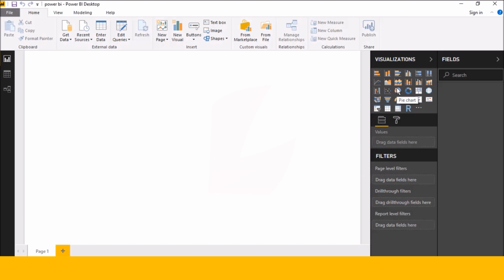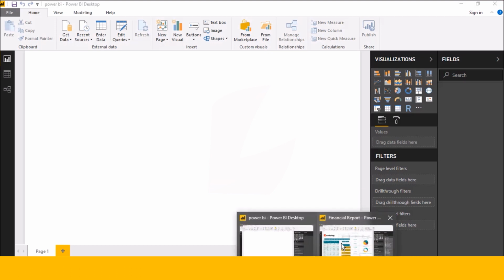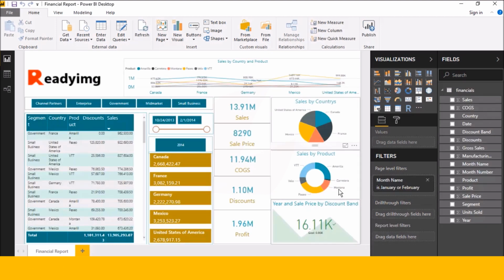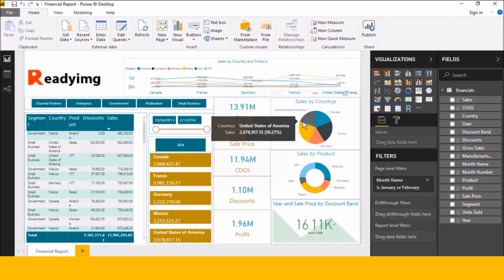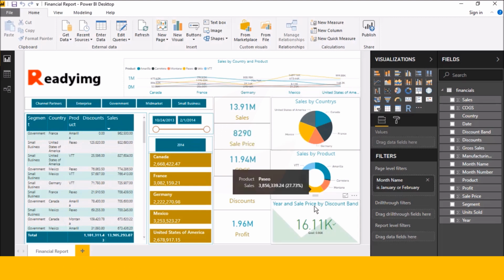For example, I have created one report by using types of charts in visualizations. I used line chart and pie chart, KPI here, table, etc. Pick any chart to show the data or information. To create a chart, first we have to read the whole data.